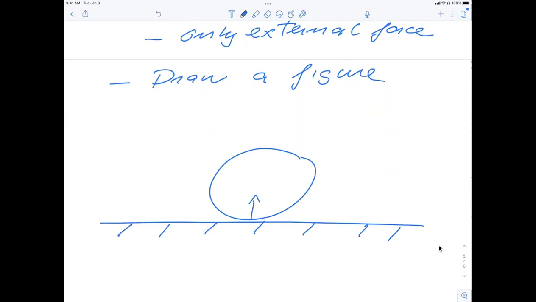We're going to call this one N, and I'm going to put arrows just to indicate that this may not be a one-dimensional problem only. This is normally what we call the normal force from the table.